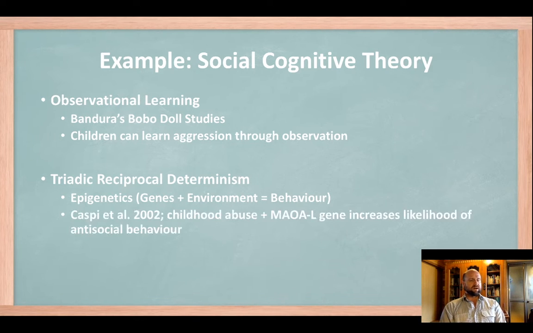And a good one there, especially if you're doing a criminology unit, would be Caspi's study, where they found it wasn't just the presence of the warrior gene, MAOA-L, the low expression variant of that gene. It wasn't just having that gene that produced antisocial behavior like bullying, criminal behavior, violence, aggression, those kinds of antisocial behaviors. But it was the combination of experiencing childhood abuse and having the MAOA-L gene, the low expression variant of that gene.